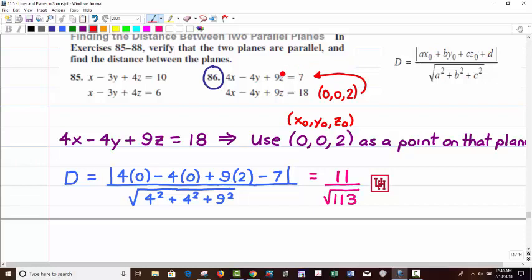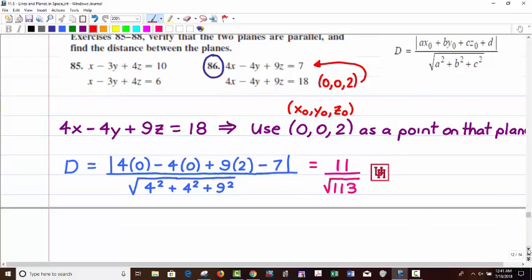Now I got to move the 7 over to make it -7. So it's 4 times 0 minus 4 times 0 plus 9 times 2 minus that 7. Absolute value of that's going to give you 11. And then on the bottom, the magnitude of that normal vector right here is going to give you square root of 113. So 11 divided by square root of 113 would be the distance between those two planes.